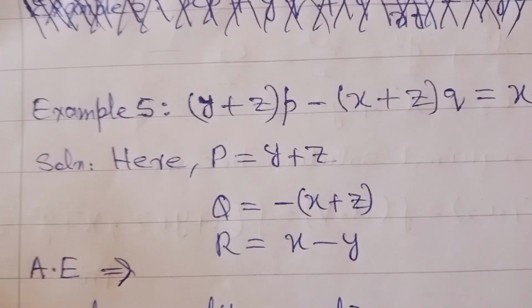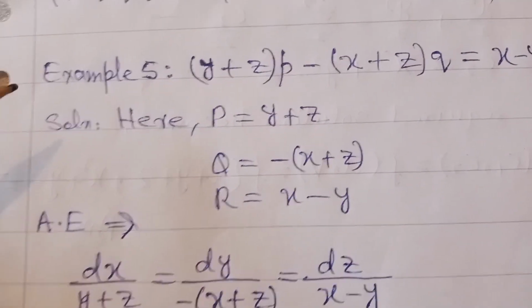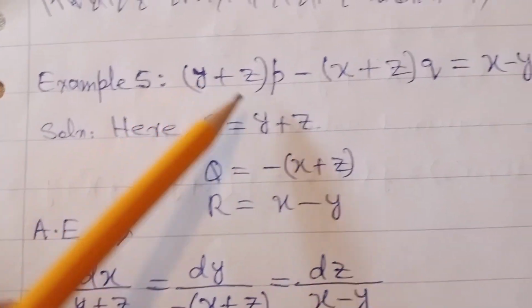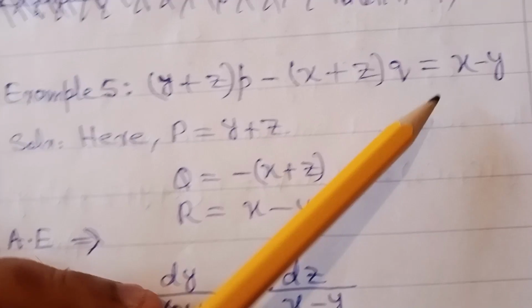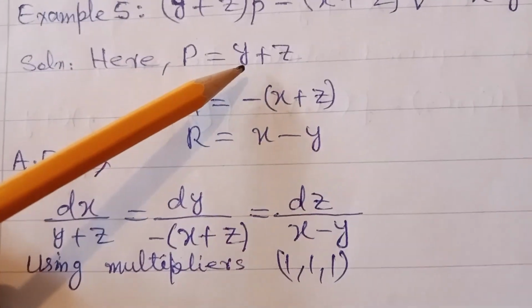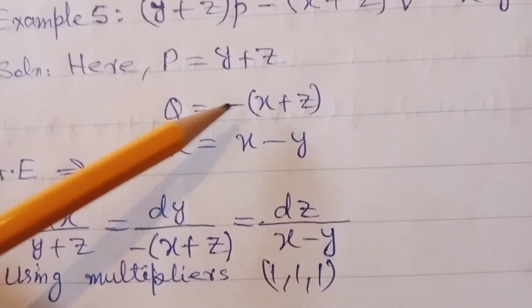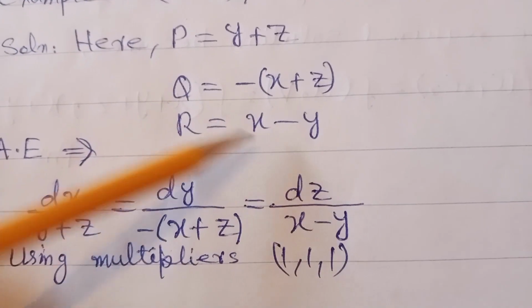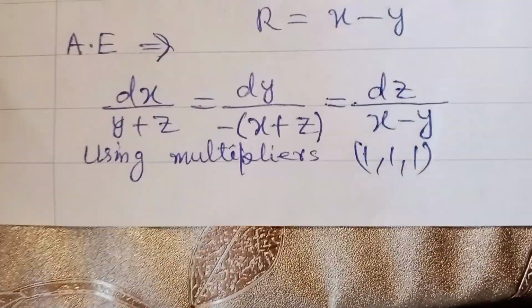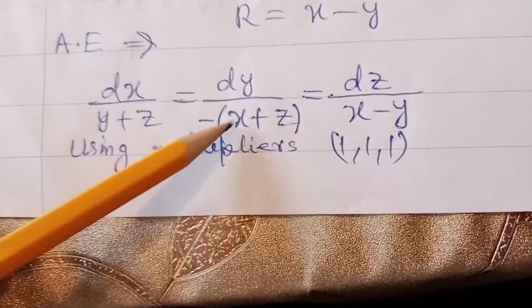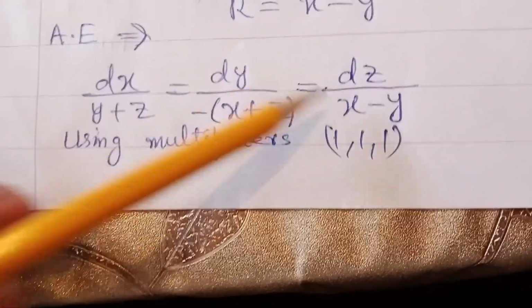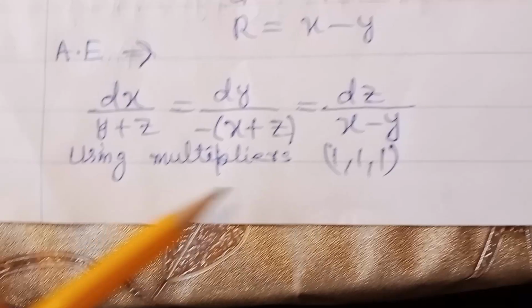Now one more example, example number 5: (y plus z)p minus (x plus z)q is equal to x minus y. Here p is equal to y plus z, q is equal to minus x plus z, r is equal to x minus y. Now the auxiliary equation of this equation is dx upon y plus z, equal to dy upon minus x plus z, equal to dz upon x minus y. First we are using multiplier 1 1 1.